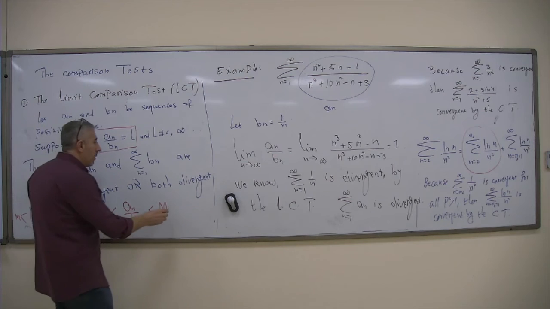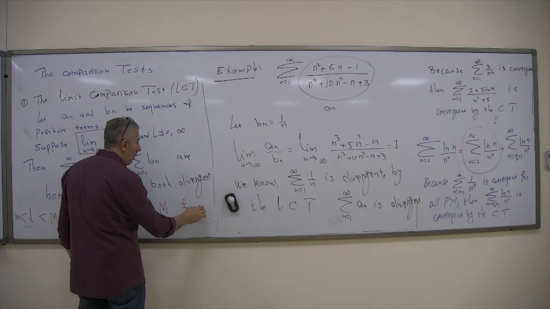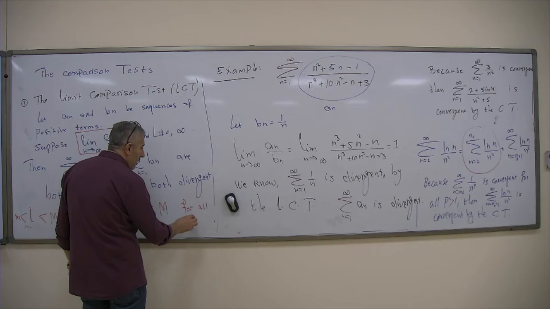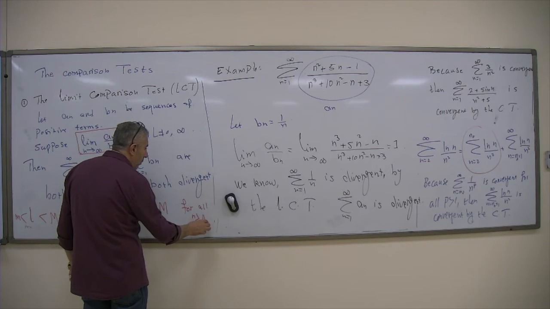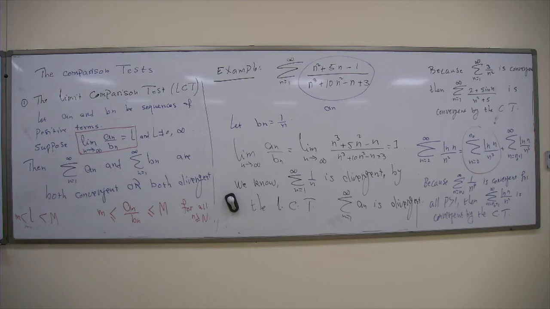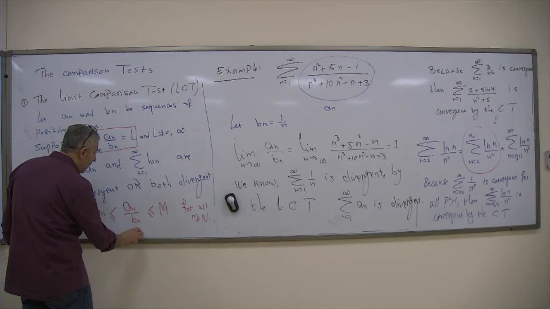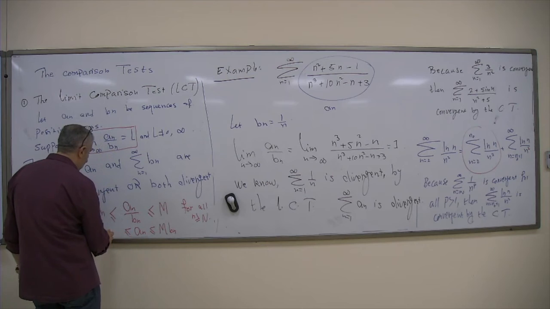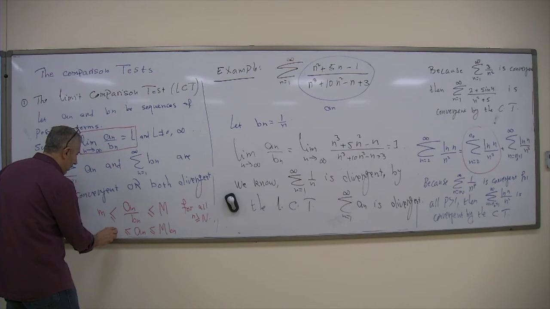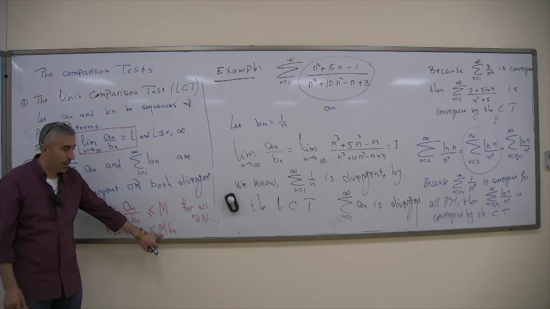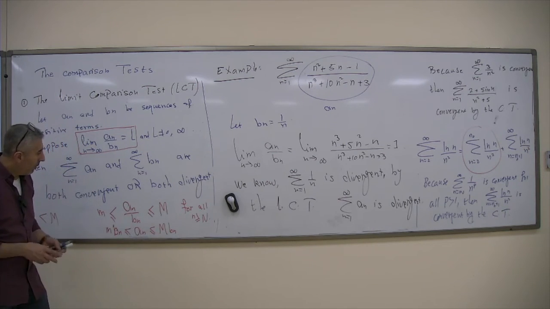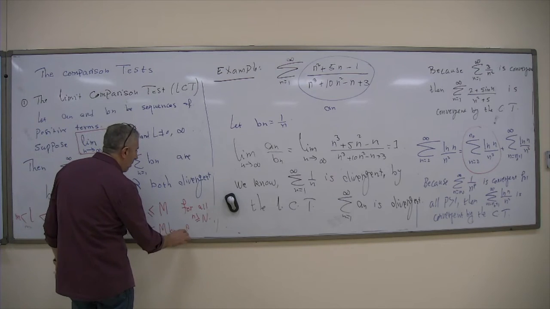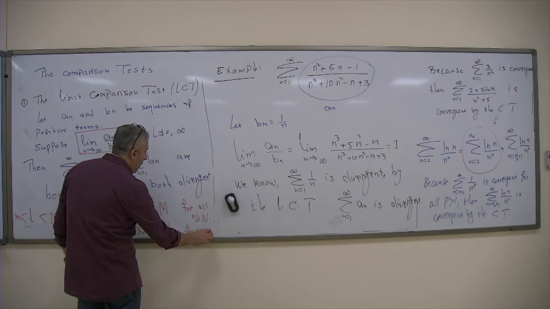Now, this is going to be true for all large n. Let's say n larger than or equal to capital N for some positive integer capital N. Now, this will give you a_n between m times b_n and M times b_n. Now, m is a constant, and capital M is also a constant. So now, you have this for all n larger than or equal to N.